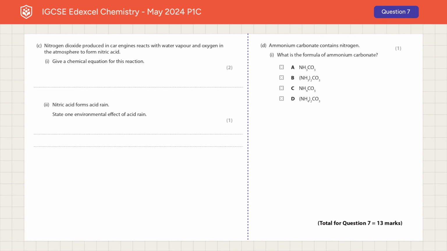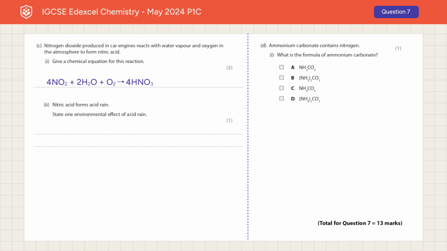Now part C. When fuels burn in car engines, they can produce nitrogen dioxide, or NO2. This gas doesn't just sit there. It reacts with water vapor and oxygen in the air. The product? Nitric acid, HNO3. The balanced equation is 4NO2 + 2H2O + O2 → 4HNO3.